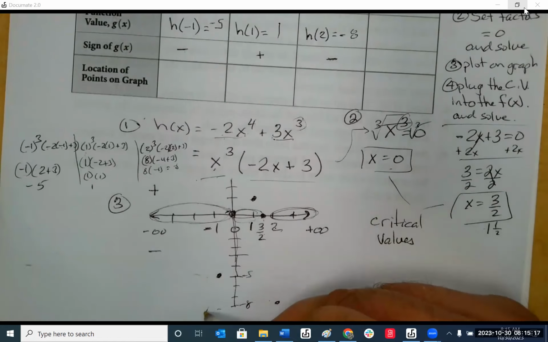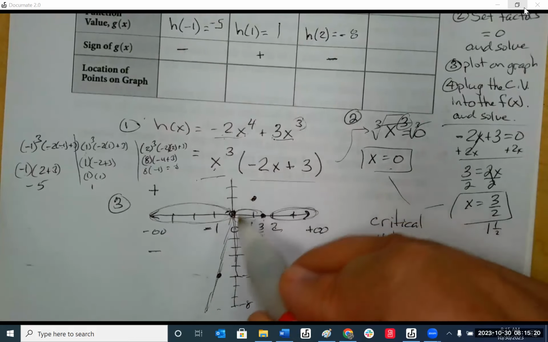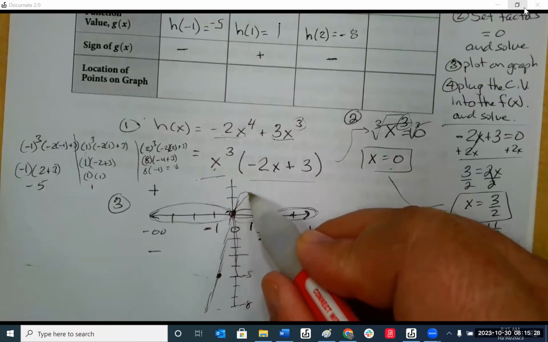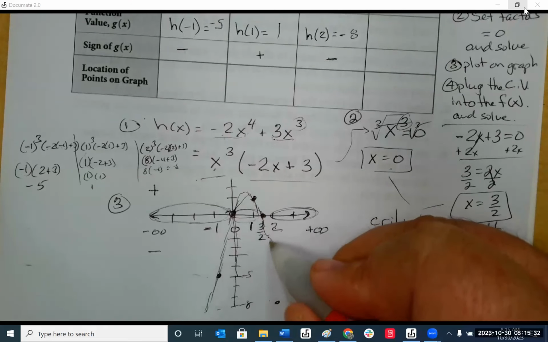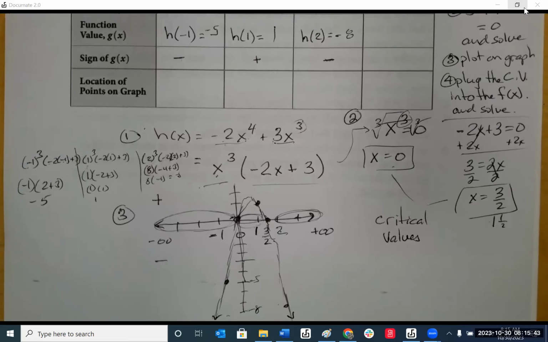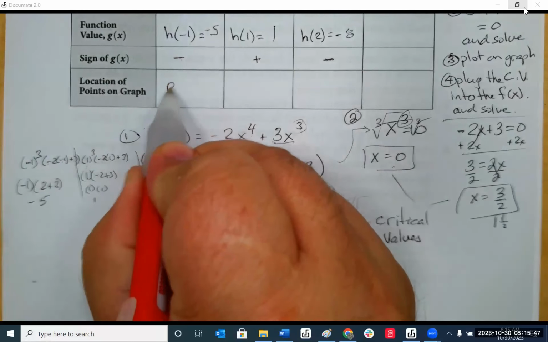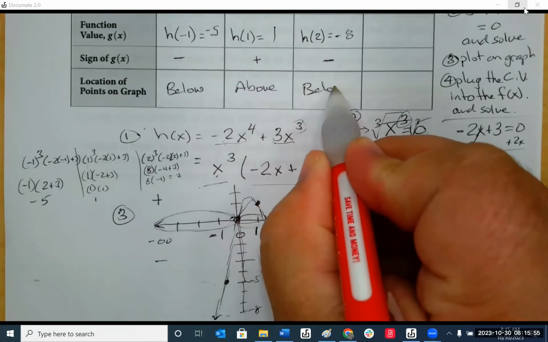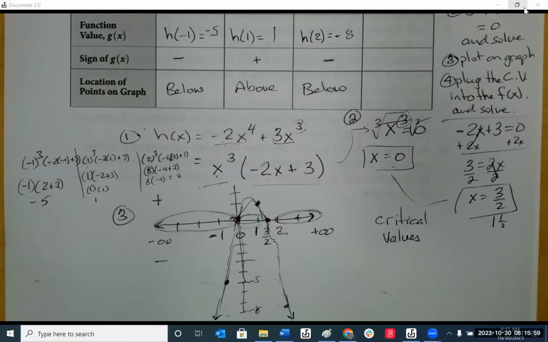So what this says here is our graph will go something like this. The location of the graph is below the x-axis, above the x-axis, below the x-axis. That's what it's telling us. So all the points in this interval will be below the x-axis, all the points in this interval will be above, and all the points above and here are below the x-axis. That's what that chart tells us.